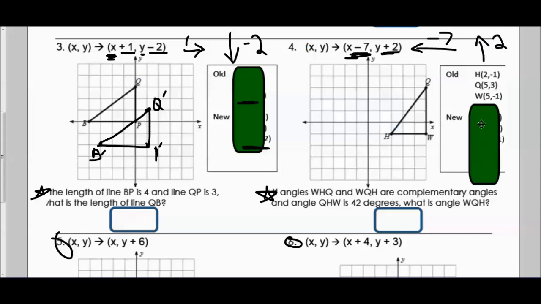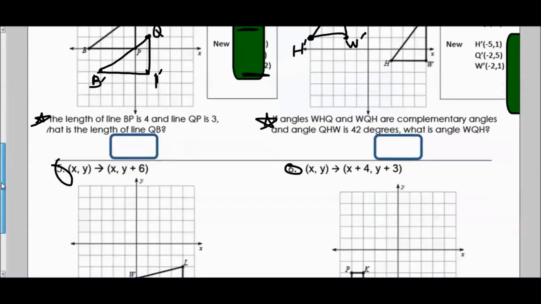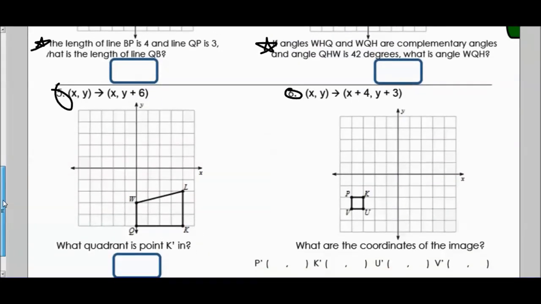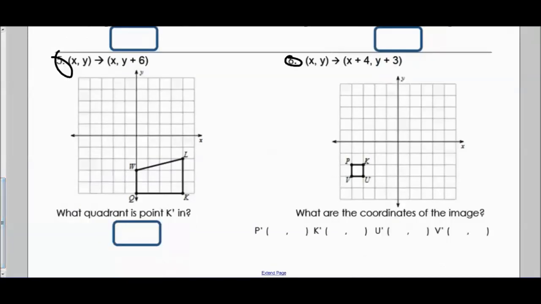Or we can take our old coordinates. These are the original coordinates: 2, -1, 5, -1, and 5, 3. And we can subtract 7 from the x coordinate and add 2 to each of the y coordinates. Both would leave us with that picture. Alright, so like I said, continue with these 6 questions on your own, and then continue with the video.